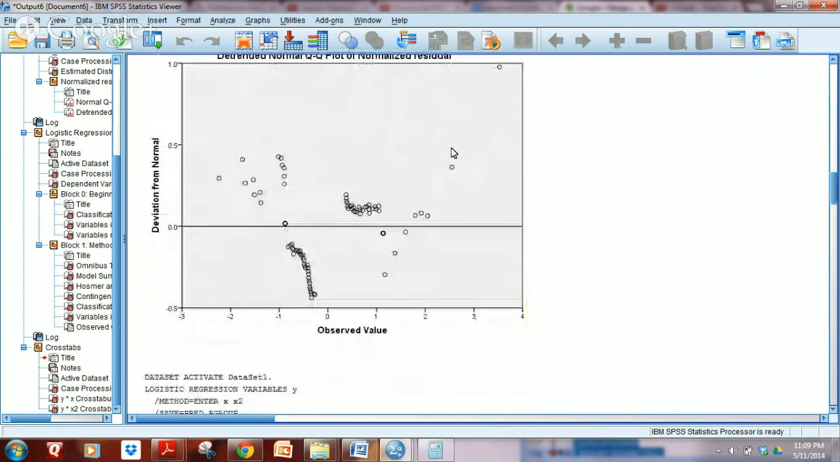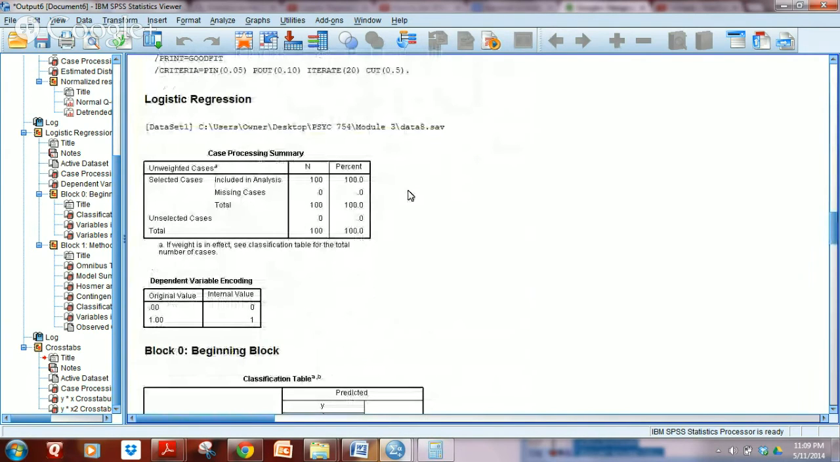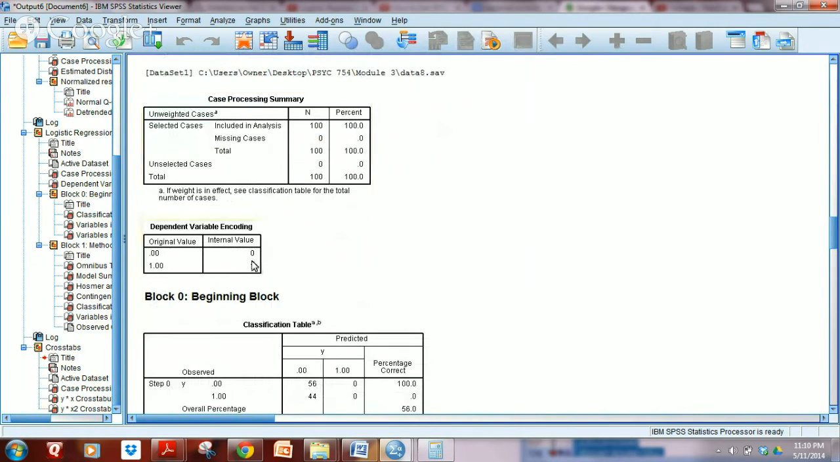Okay, so now I'm going to scroll down. We're going to be looking at the case processing summary. So we're looking at this, and it's telling us that our sample size is n, and that there's no missing data. And because I didn't play around with the labels and create some kind of a story to go with this, it's just a 0 means 0, and 1 means 1 in the dependent variable coding.